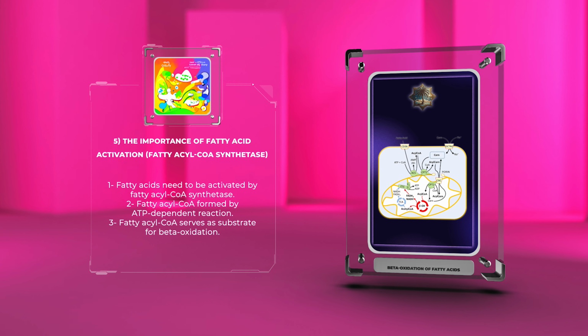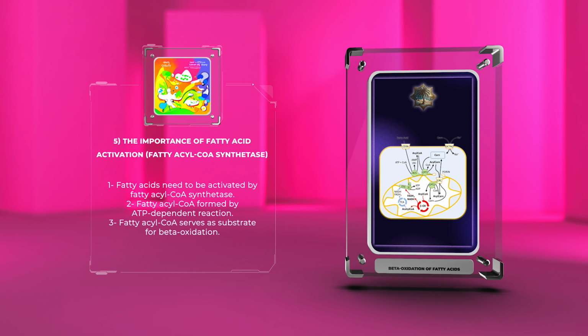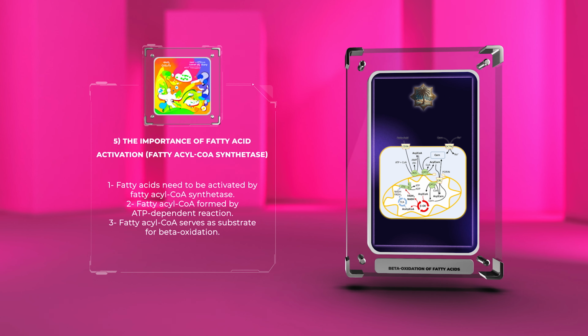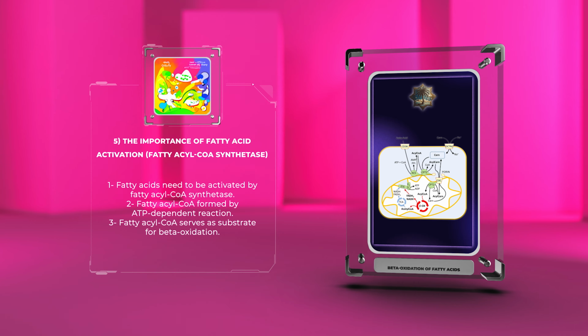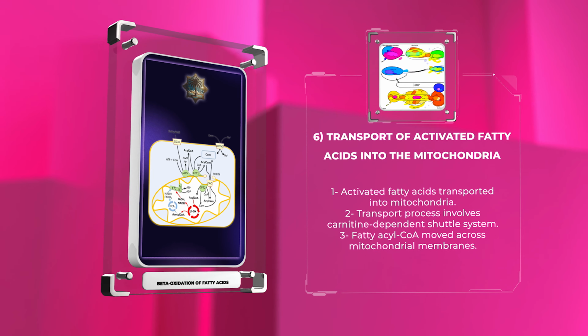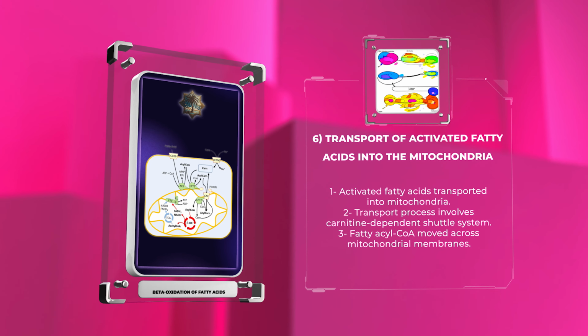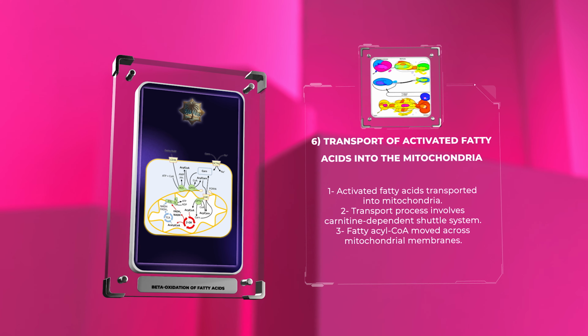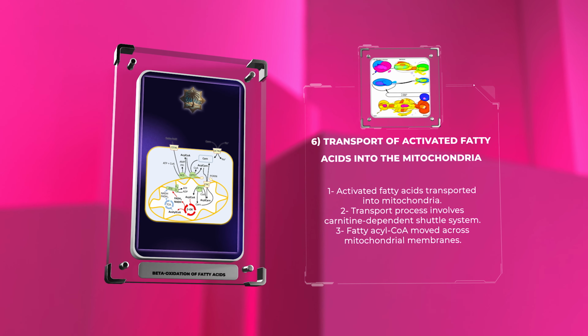To enter beta oxidation, fatty acids need to be activated by the enzyme fatty acyl-CoA synthetase. This enzyme catalyzes the ATP-dependent formation of fatty acyl-CoA, a high-energy molecule that serves as a substrate for subsequent steps in beta oxidation. Activated fatty acids, in the form of fatty acyl-CoA, need to be transported into the mitochondria, where beta oxidation occurs.